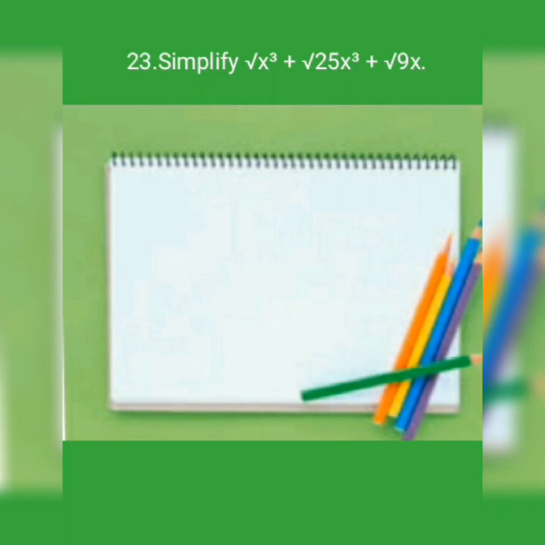Simplify square root of x cubed plus square root of 25x cubed plus square root of 9x. Square root of x cubed can be written as x square root of x. 25x cubed can be written as 5x square root of x. And the square root of 9x is equal to 3 square root of x.